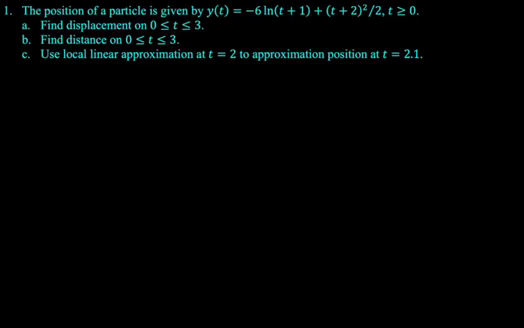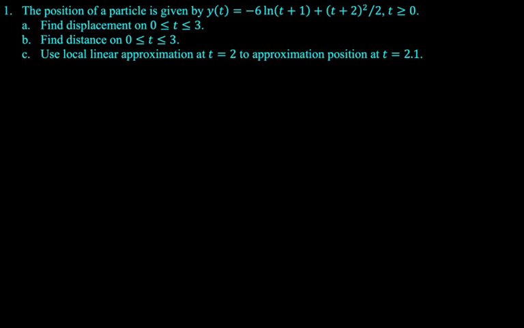All right, number one, the position of a particle is given by y of t, so it's like moving up and down, is equal to -6 natural log of t plus 1 plus the quantity t plus 2 squared all over 2 for t greater than or equal to 0. We want to find displacement, distance, and then approximate position at 2.1 using a tangent line, basically. Local linear approximation is tangent line. Can't stress that enough because I don't stress that enough.